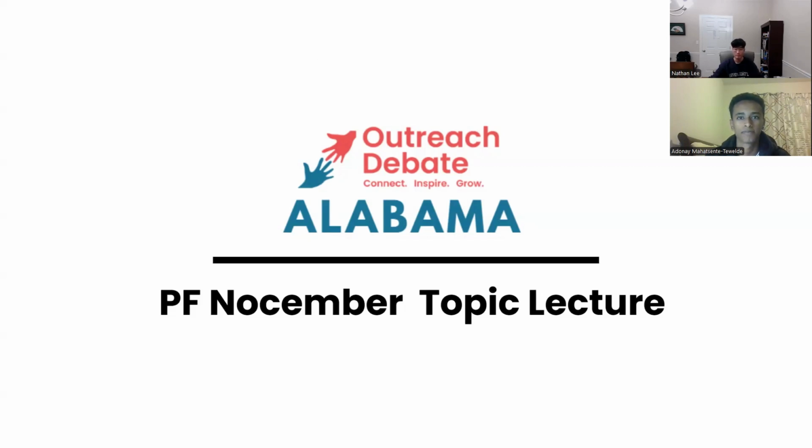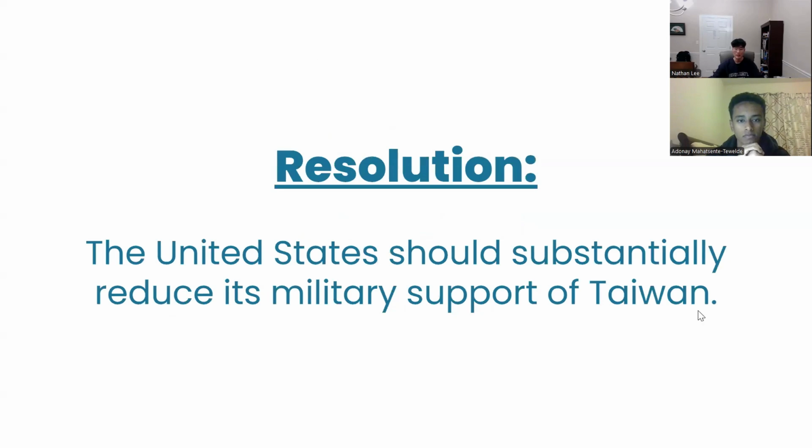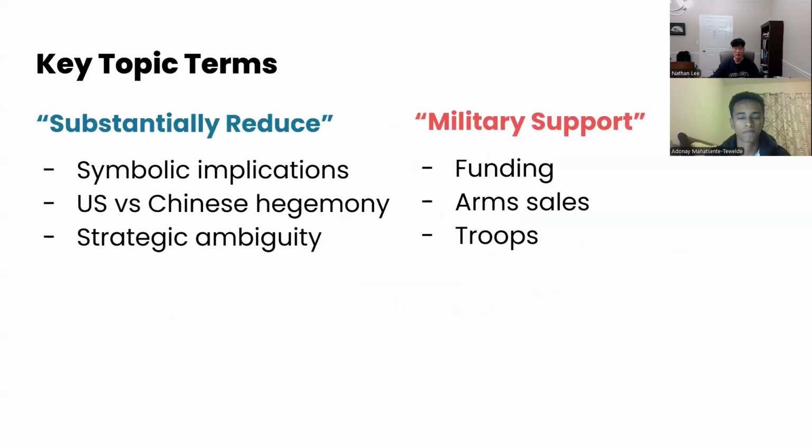We're just gonna run through the basics of the argument, history, and everything you need to succeed on this topic. All right, so this month's resolution is that the United States should substantially reduce its military support of Taiwan. So let's break that resolution down.